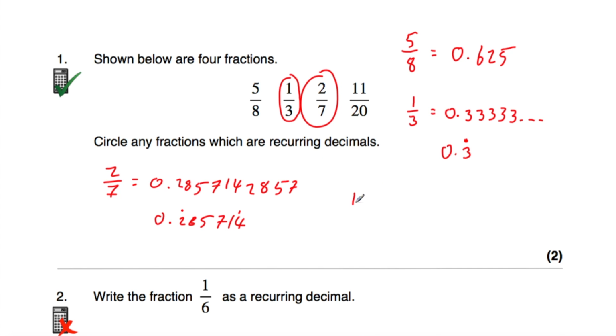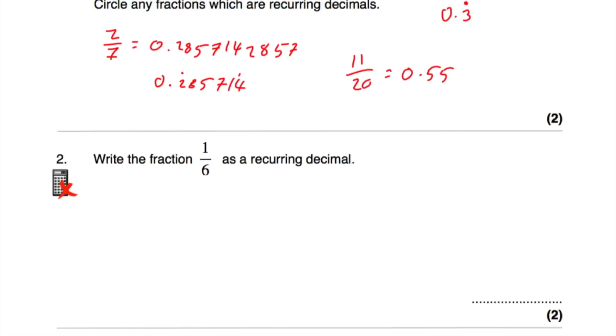And finally 11/20. If we do 11 divided by 20 on our calculator, that's equal to 0.55, and that's a terminating decimal, so it's not a recurring decimal, so we're not going to circle that one. So our two fractions that are recurring decimals would be 1/3 and 2/7.